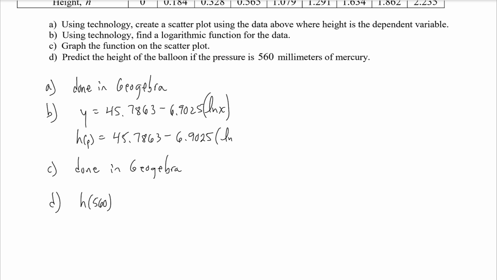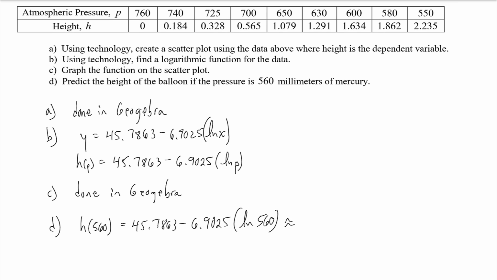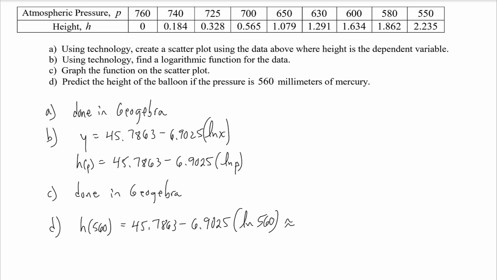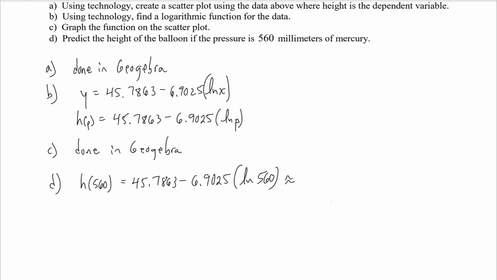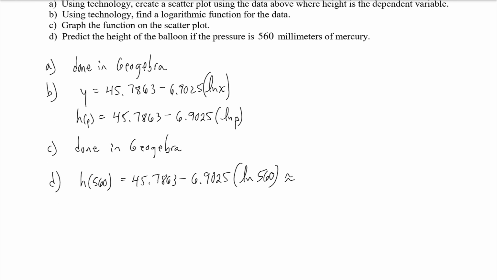Whoops, this would not be X anymore since I switched my variables. That'd be a P. So I'm going to plug 560 in and see what height we think this balloon would be at if the pressure was at 560. Based off the data, we would expect it to be somewhere between 1.8 and 2.2, somewhere around 2 kilometers in the air. But we'll see what the model says.